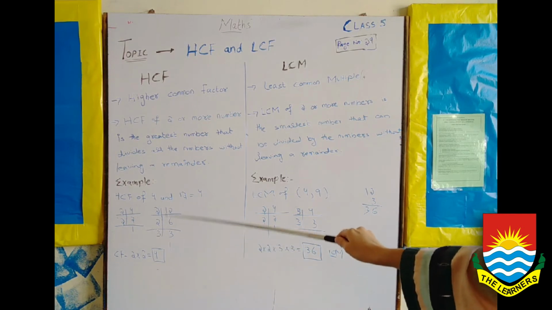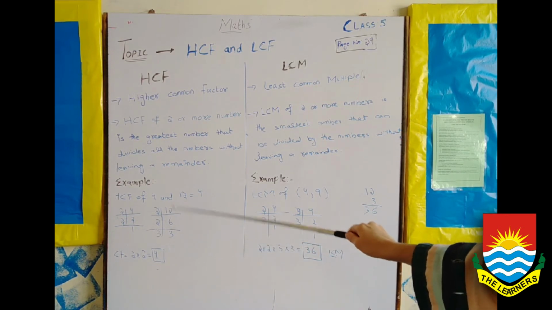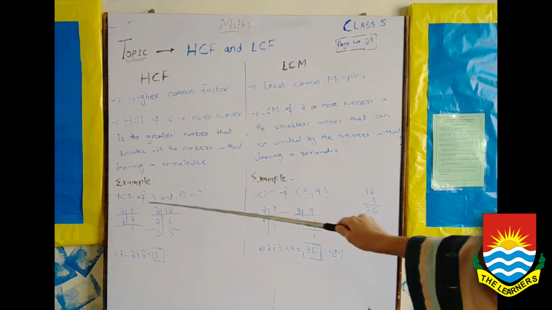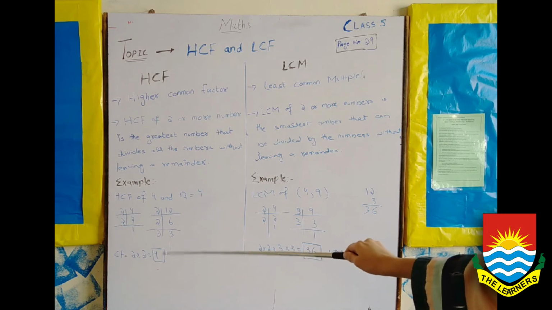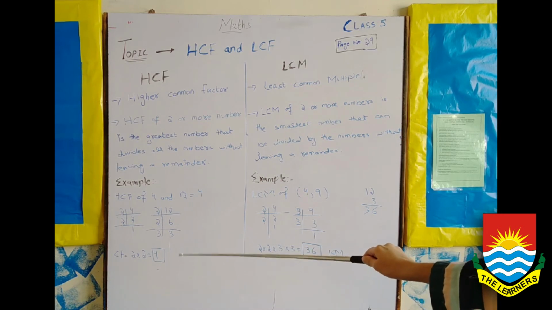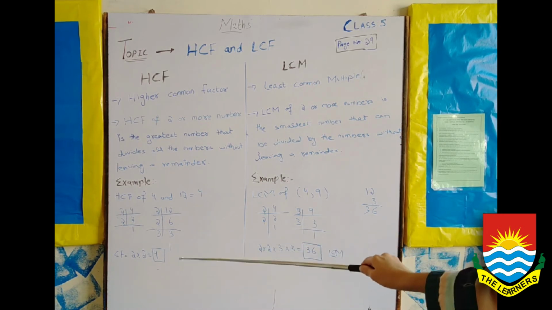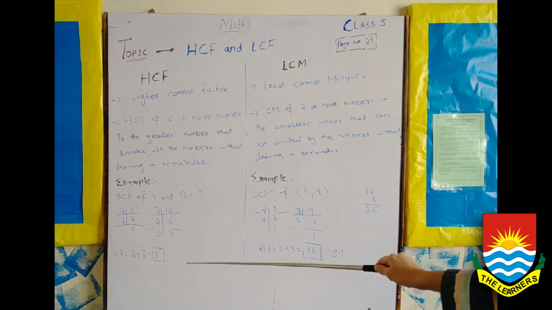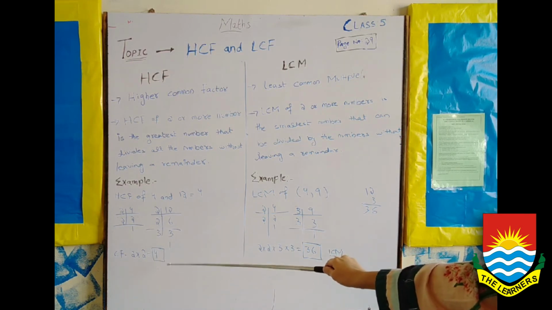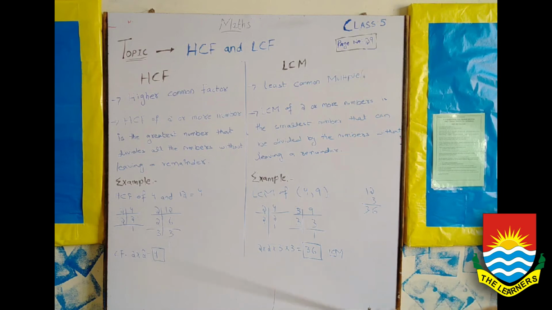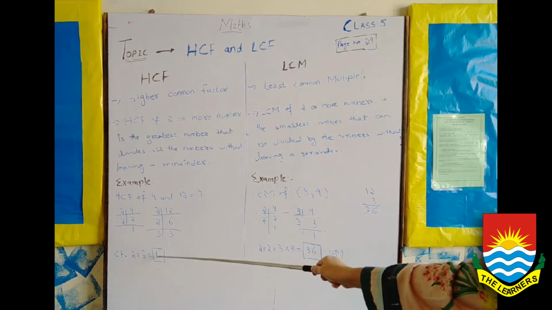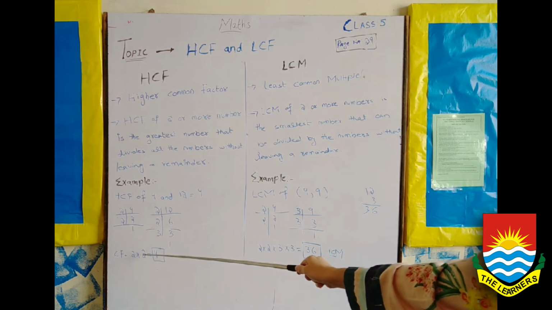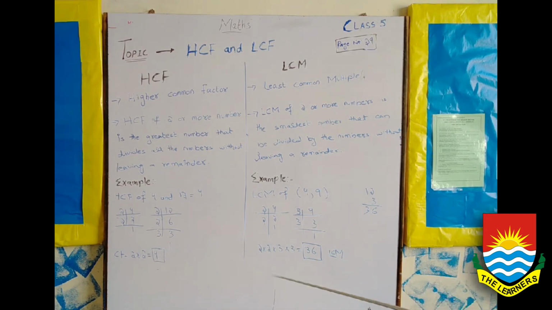We have to take the common factors which are present in both 4 and 12. So double 2 is present on both sides, so we take the common. 2 multiplied by 2 is equal to 4. So this is the highest common factor. This number is greater than 2.